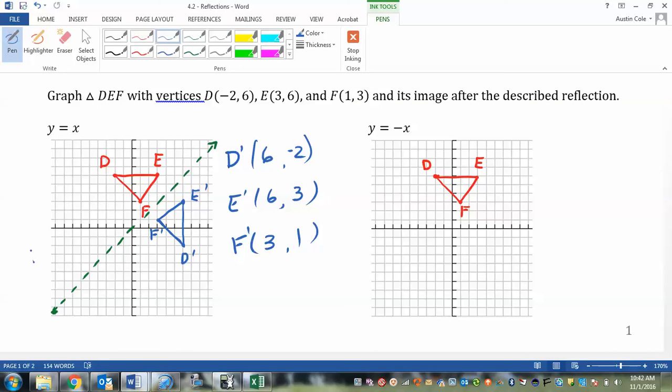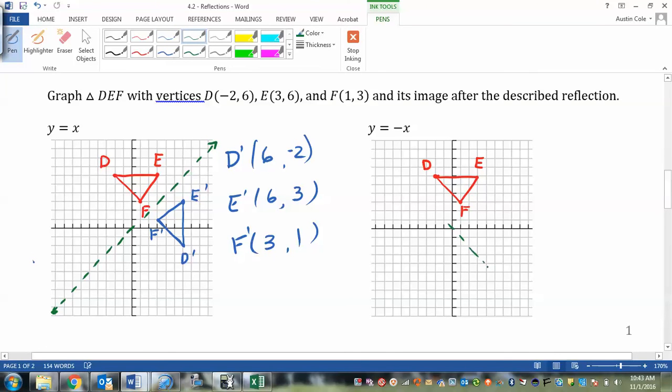Rigid motion. Ever heard of Ridgid power tools? Rigid motion or isometry. So if it preserves size and angle measure, then it's called an isometry. Okay? So now we're going to reflect over the line y equals negative x.